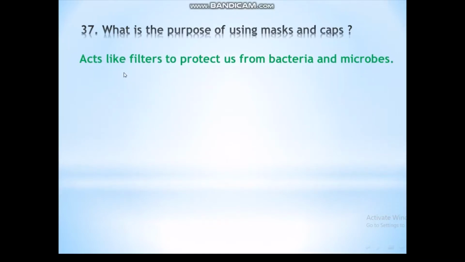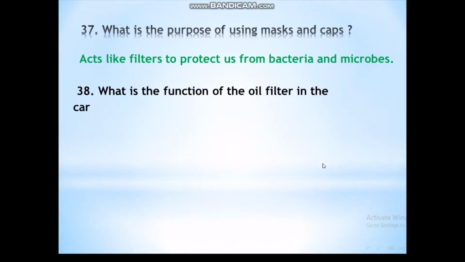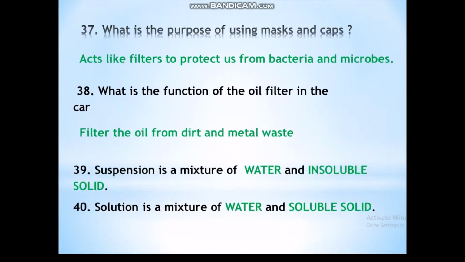37. What is the purpose of using masks and caps? And the answer, because it acts like filters to protect us from bacteria and microbes. 38. What is the function of oil filters in the car? The answer, filter the oil from dirt and metal waste. 39. Fill in the gaps. Suspension is a mixture of water and insoluble solids. 40. Solution is a mixture of water and soluble solids.